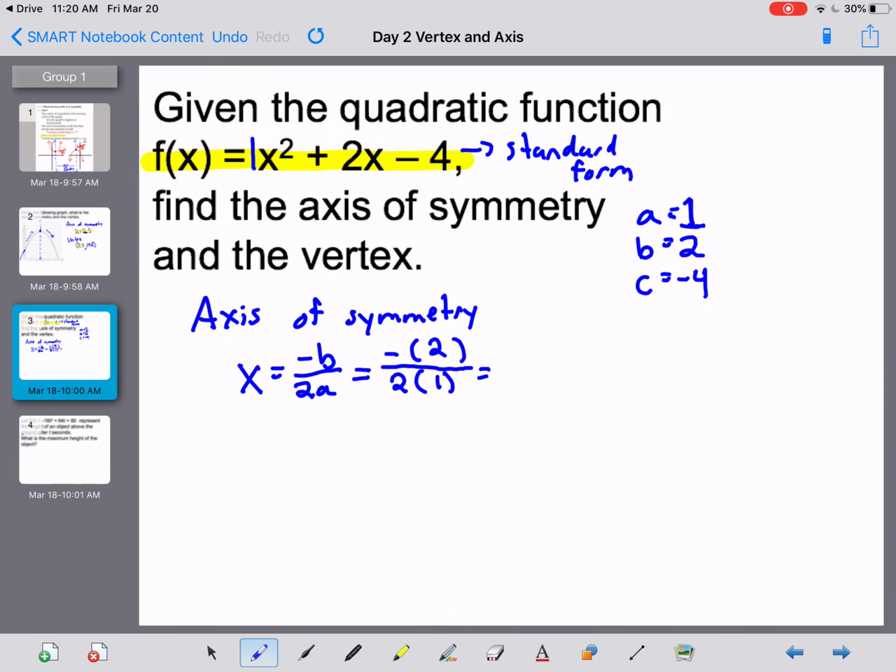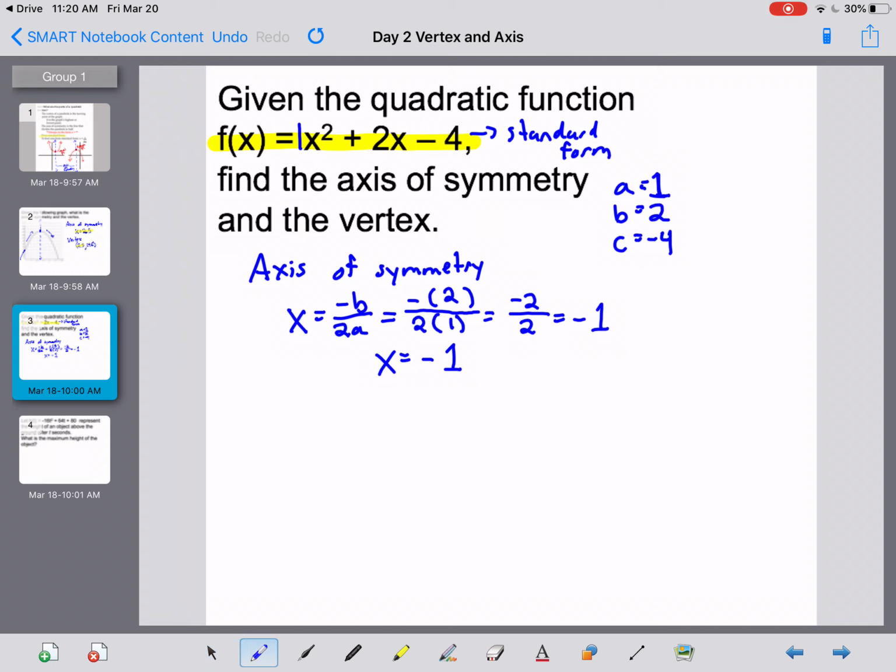When I do that, the negative and this positive 2 becomes negative 2. 2 times 1 is 2. Negative 2 divided by 2 is negative 1. So my axis of symmetry is x equals negative 1.